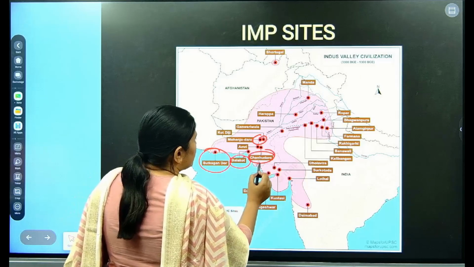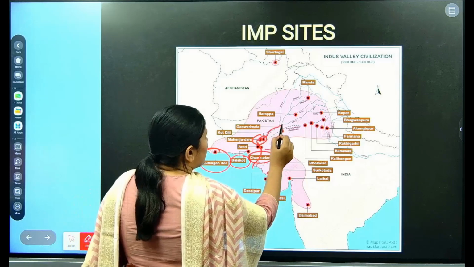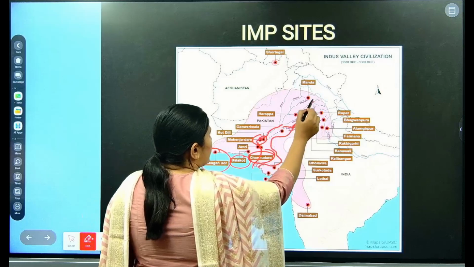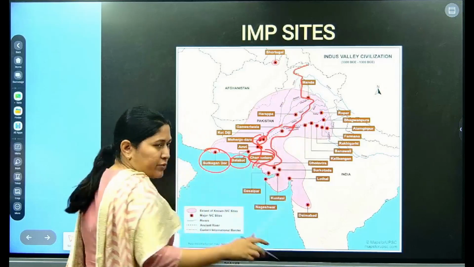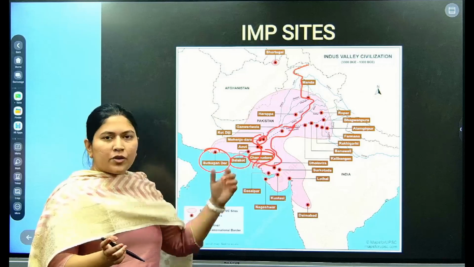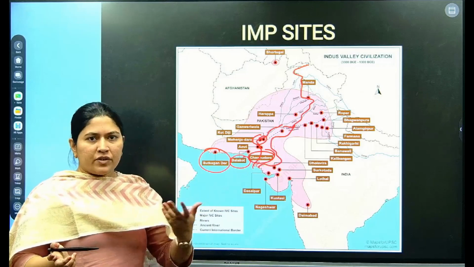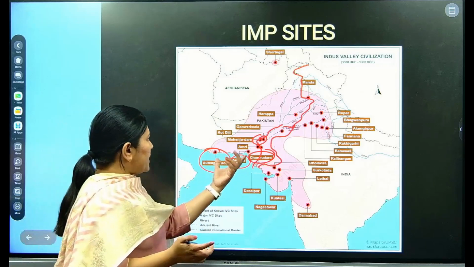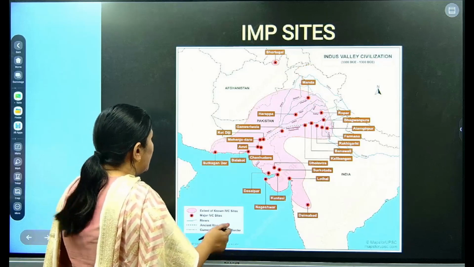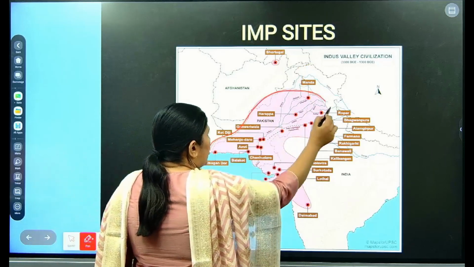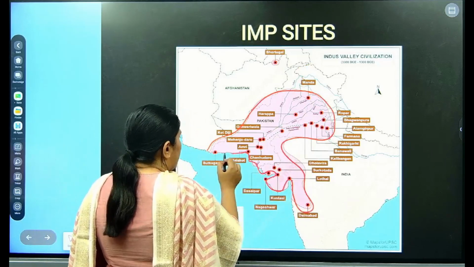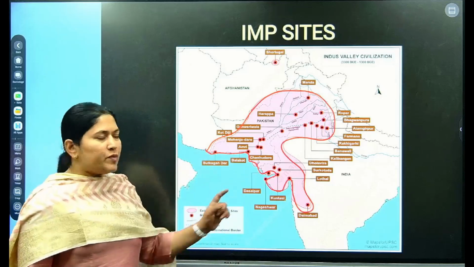Now see, this is the present-day boundary. Now during that time, it was the complete Indian subcontinent. This boundary came only after 1947, that is after the independence of India, right? But when we study IVC, or Indus Valley Civilization, we need to study this as the whole region. And these sites have been repeatedly asked in the UPSC preliminary examination.